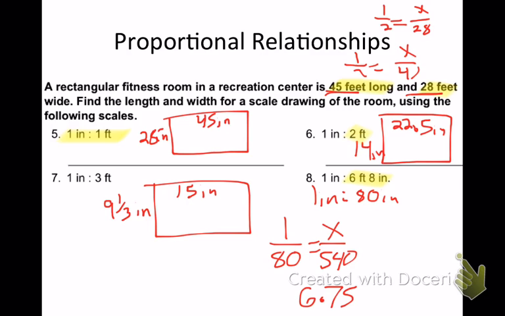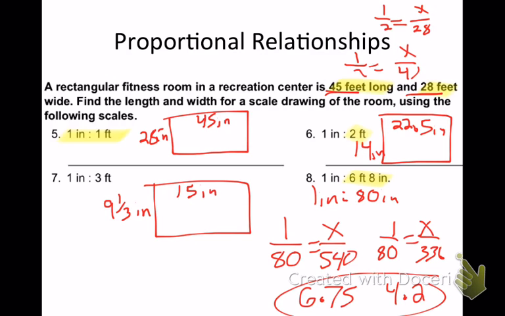Okay, then I'd also do 1 over 80 equals x over, what's 28 times 12? Is that 336, something like that? And then you get 4.2, thank you. Yeah, so then you get 4.2. All right, so those are your dimensions there.